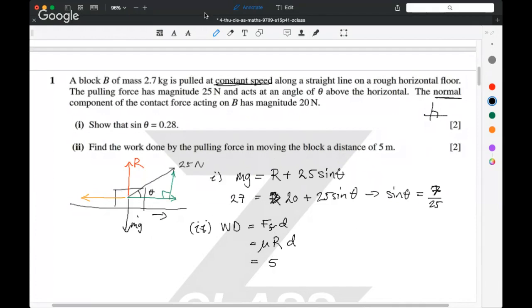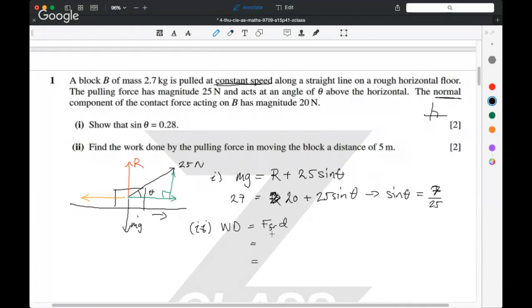Sorry. Okay, here's a subtlety. That's my mistake, so don't make this mistake. Mu R here is like net R. You know what? I'm being silly about the whole thing because we're not given mu.